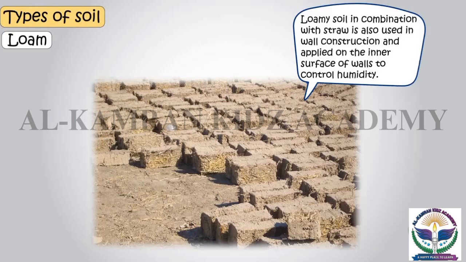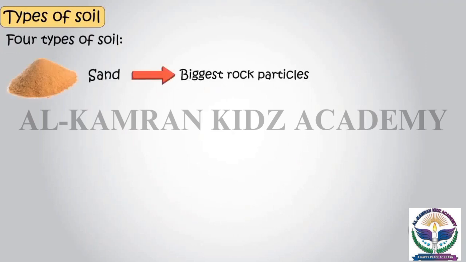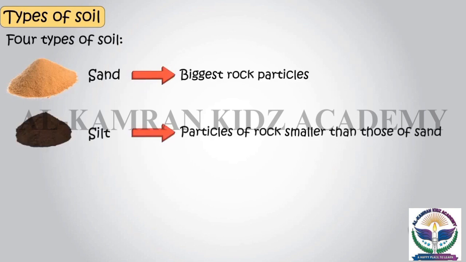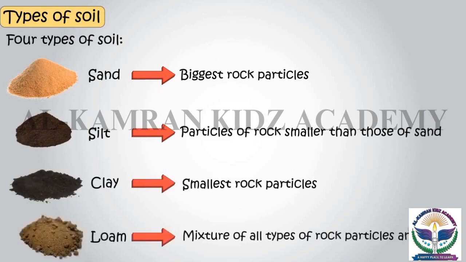Now, let's revise what we have learned about types of soils. We learned about 4 types of soil: sand, which has the biggest rock particles; silt, which has particles of rock smaller than those of sand; clay, which has the smallest rock particles; and loam. It is the mixture of all types of rock particles and humus. Now let's learn what humus is.